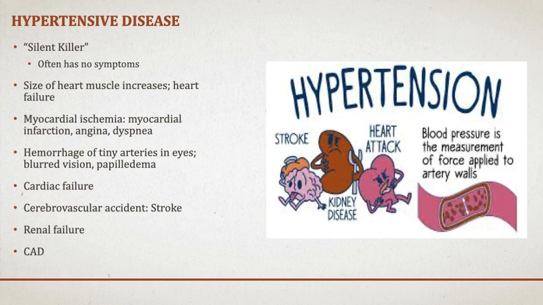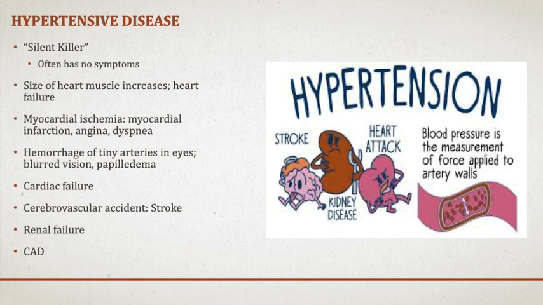So hypertensive disease is also known as a silent killer. This is due in part because oftentimes there are no symptoms. Clients may be totally asymptomatic with their hypertension. But there are some serious complications or consequences associated with hypertensive disease. For instance, the size of the heart muscle can increase. When this happens, a client can suffer from congestive heart failure. Myocardial ischemia can result in myocardial infarction, angina, and dyspnea.